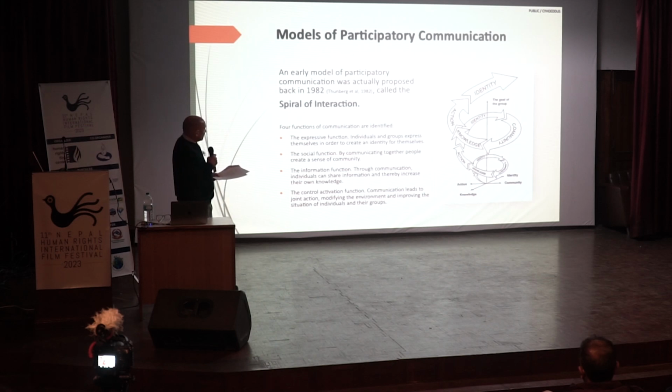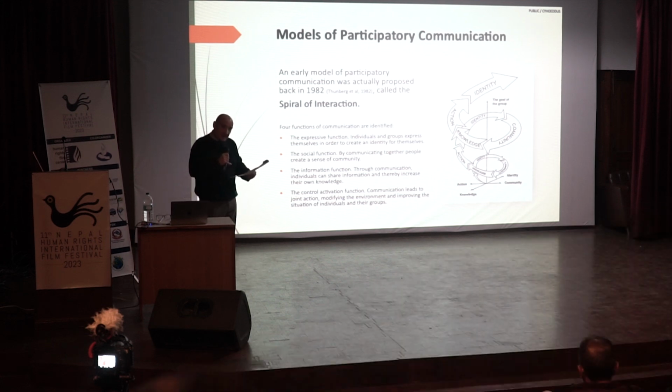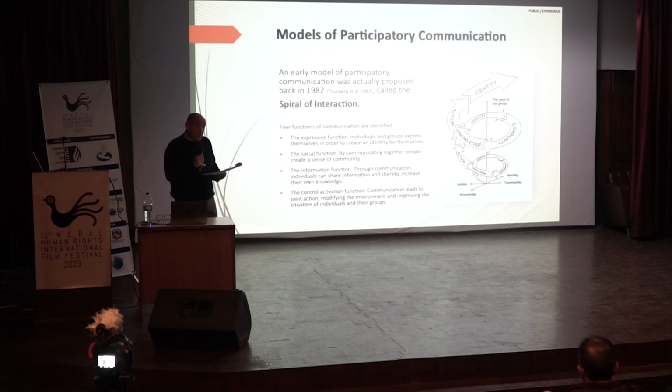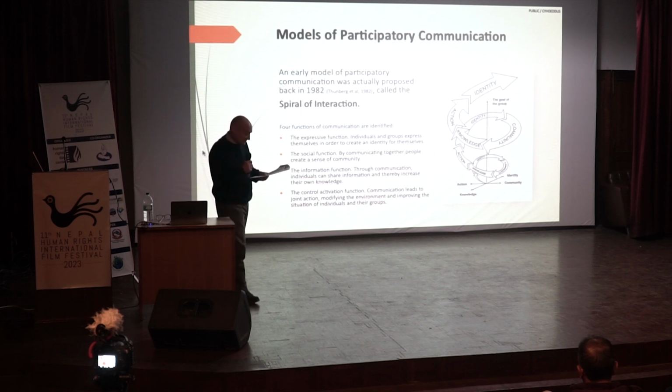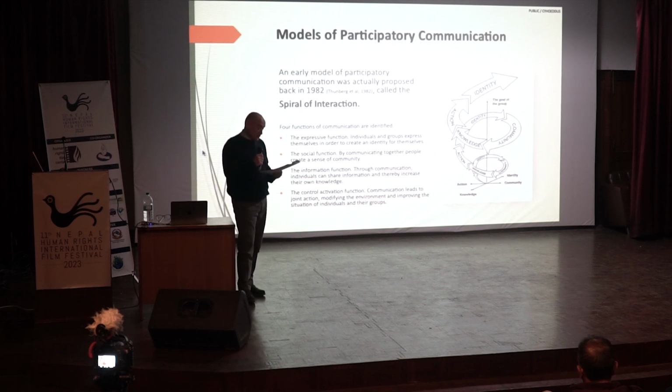There are 4 functions of communication which are identified in this model, and you can see them laid out at the bottom there. The expressive function. Individuals and groups express themselves in order to create an identity for themselves. The social function. By communicating together, people create a sense of community and strengthen that sense of community. The information function. Through communication, individuals can share information with each other and thereby increase their own knowledge and collectively the knowledge of others within their community.